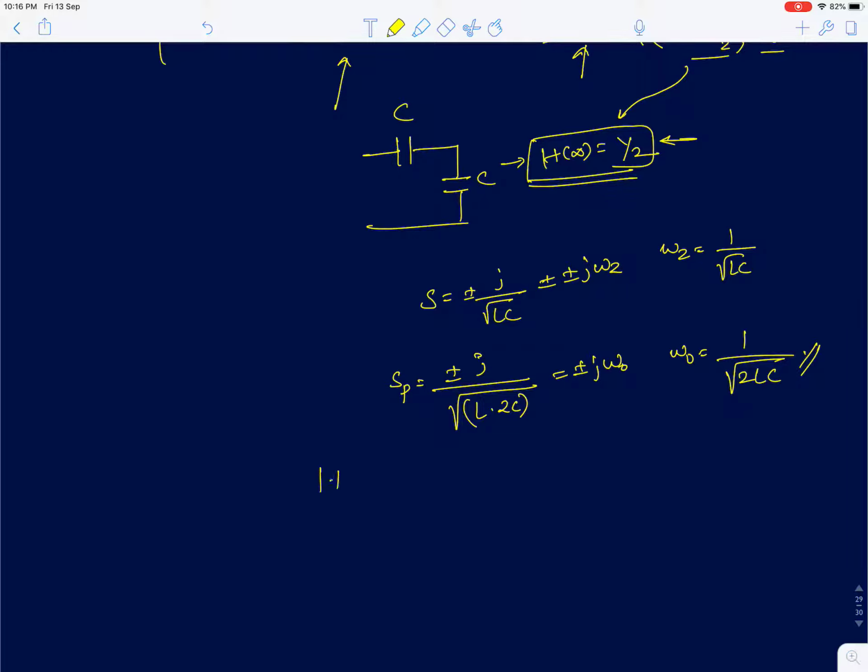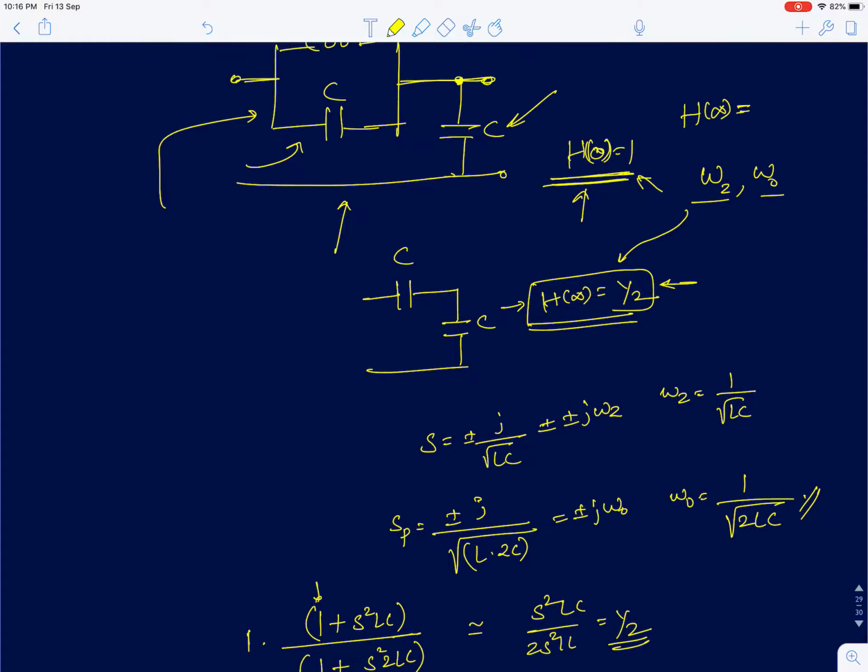So to write the transfer function, I simply have to write it for the zero, which is 1 plus S square LC, over 1 plus S square 2LC. Okay, and H of 0 is 1. Now you can verify at very high frequencies, at infinite frequency, I can ignore the term 1 in both the numerator and denominator because the other terms will grow much larger. So this will be S square LC by 2 S square LC, which is half. Okay, the high frequency gain is half, and we already showed that in this circuit it is actually half.